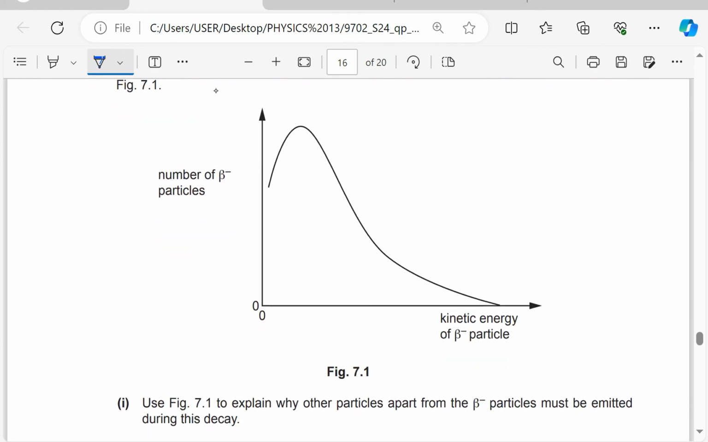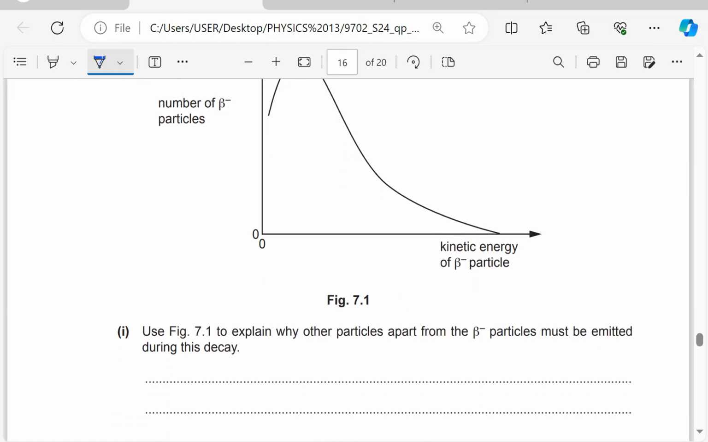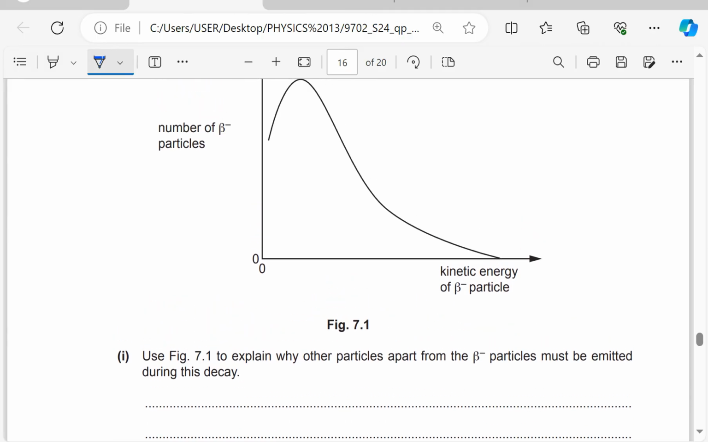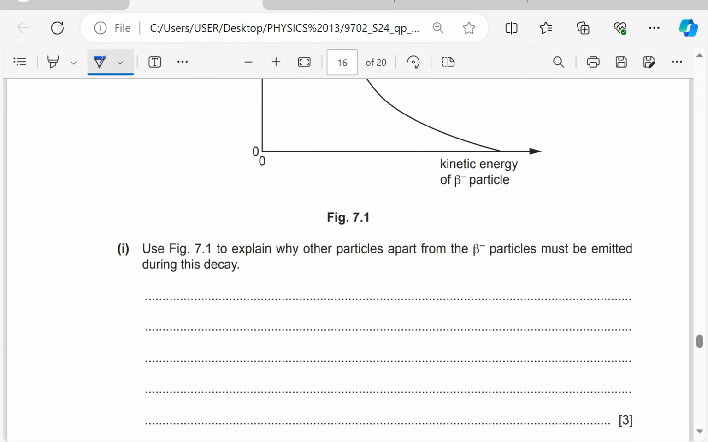So we have the number of beta minus particles, and we see a continuous distribution of energy. That confirms this is really beta, because during any decay the total energy is supposed to be constant. But if different beta particles have a range of energies, then there should be other particles which are taking part of the energy. So the question is, use the figure to explain why other particles apart from beta minus must be emitted during this decay.